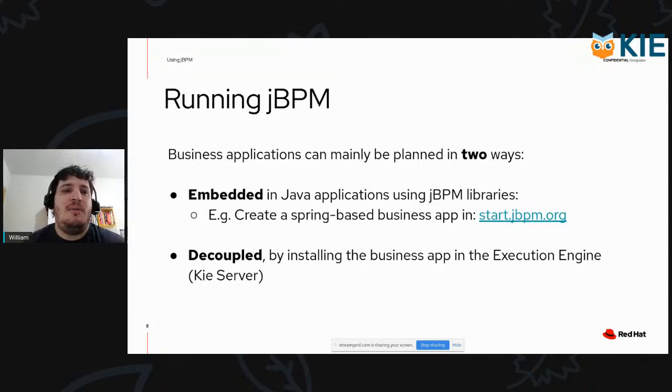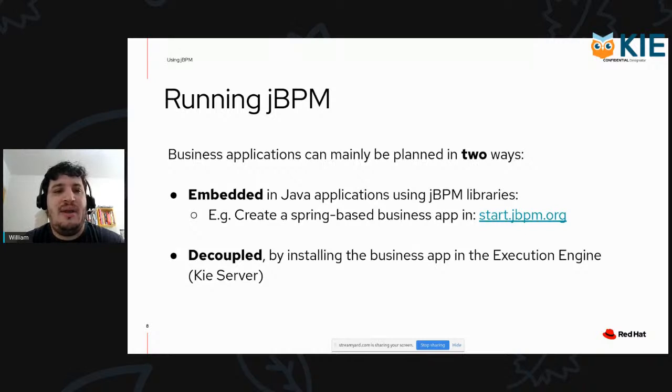Okay, so how do you run jBPM? The developer way is to embed it in your Java application. jBPM has libraries, so you can bring libraries inside your application and call Java methods that will run the engine. For example, you can create a Spring-based app right now by going to start.jbpm.org and then start developing. The other way is that you only focus on your business, create a project, package this project and put it on a server. So the server will be responsible for managing the life cycle of the processes.